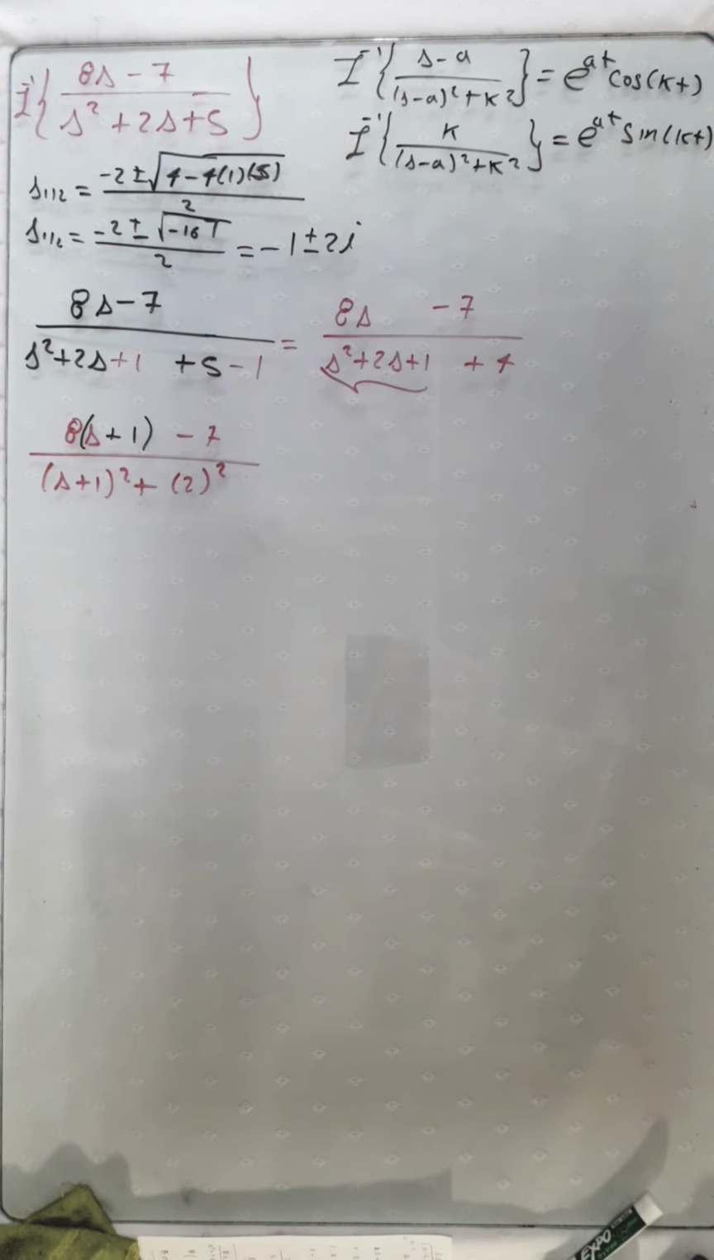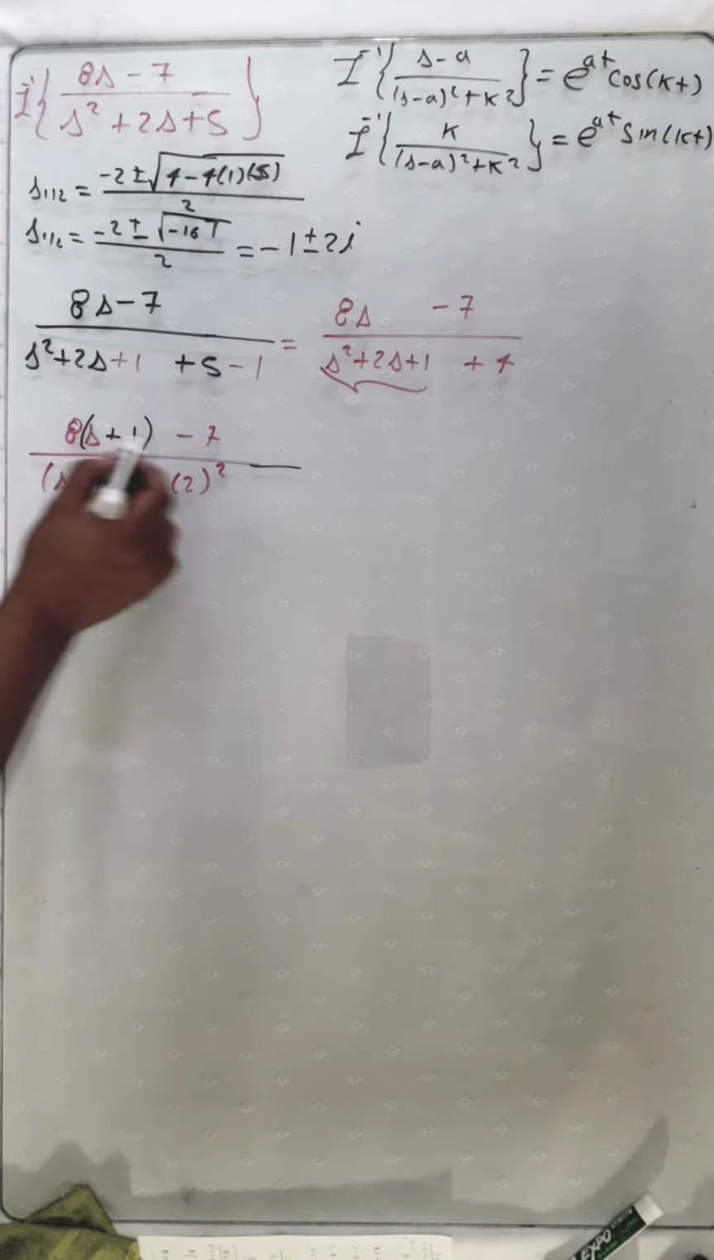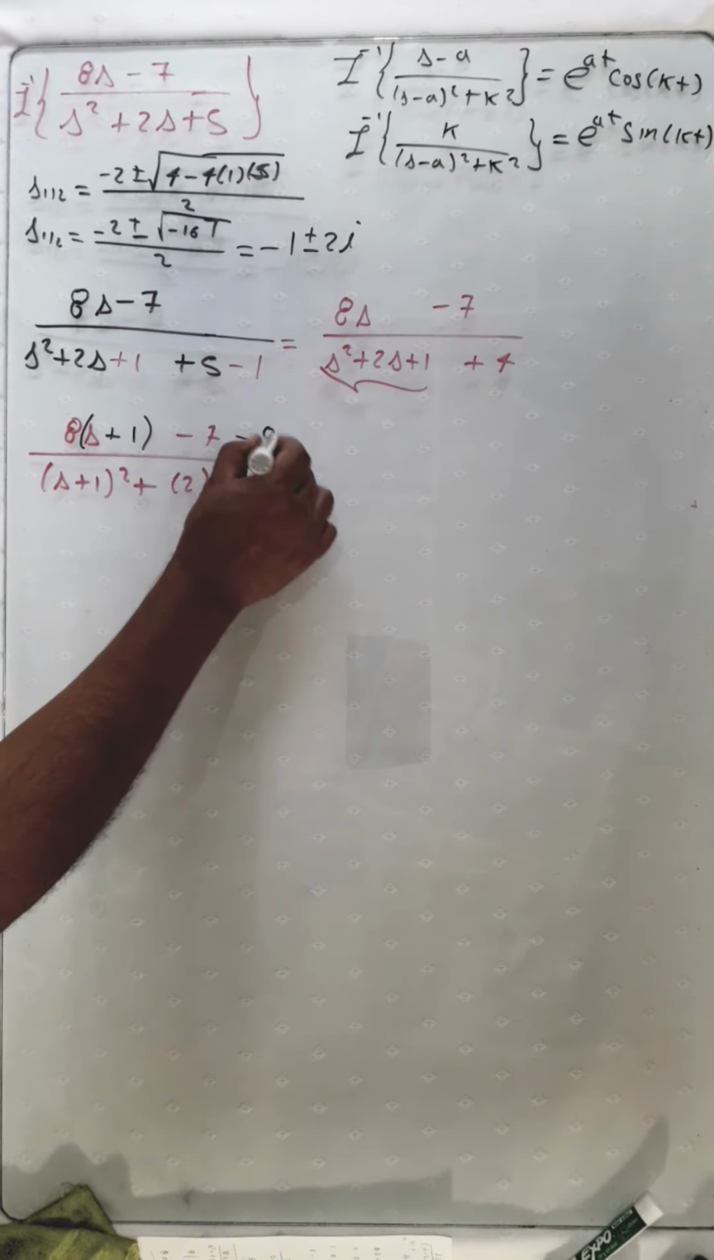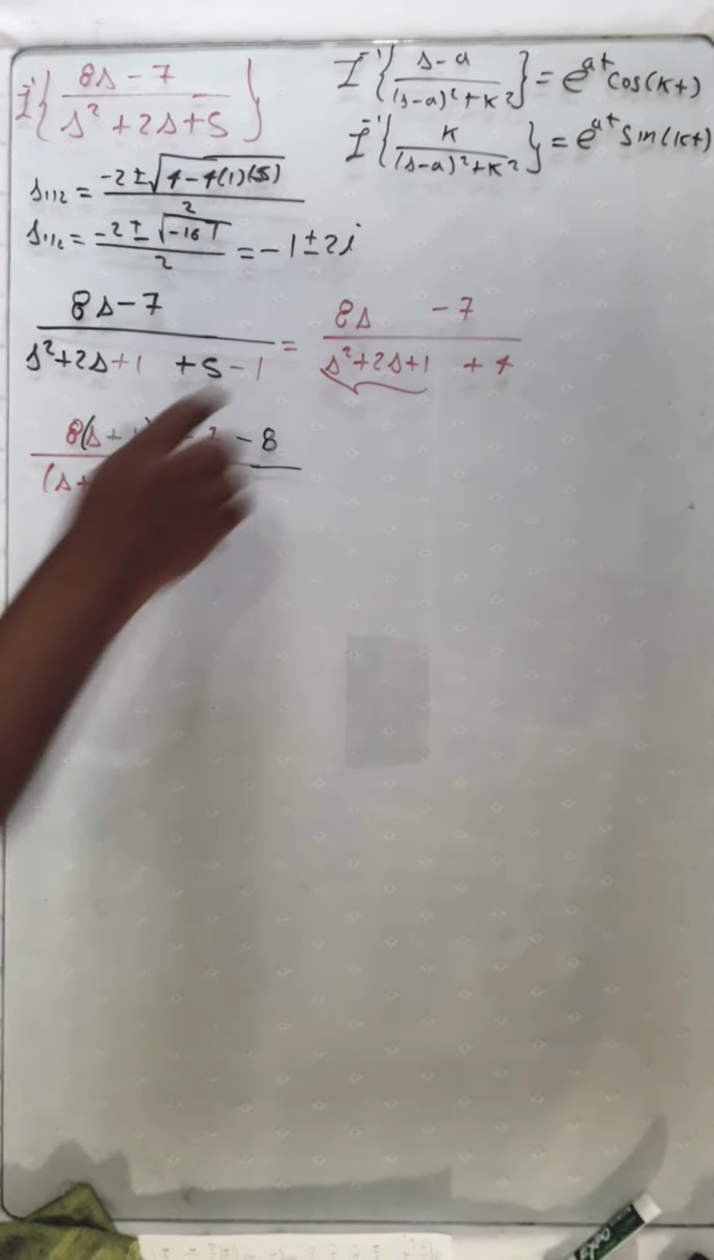But we have to compensate. Okay, so we have s plus 1 and then minus 8 to compensate. Why is it not minus 1? It is not minus 1 because this is going to be multiplied times the 8. 8 times 1 is going to be 8. Then the compensation will be minus 8.